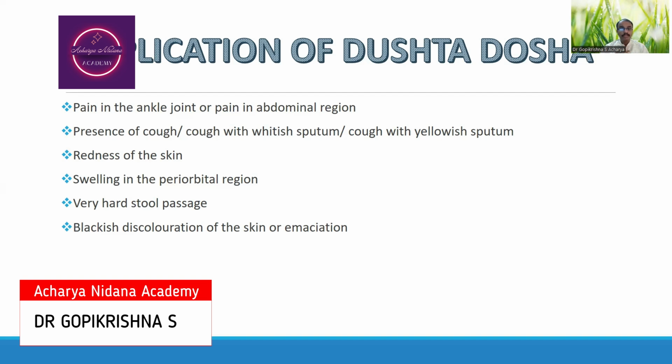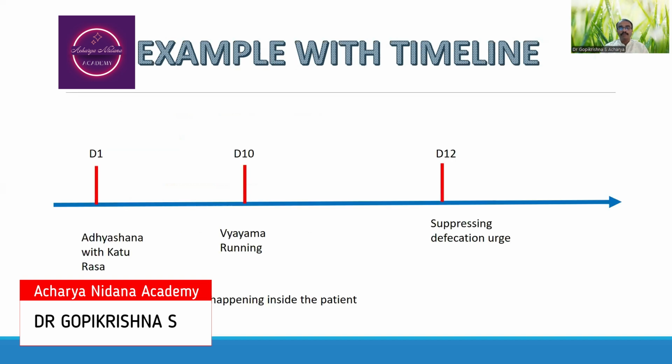So we are going to say there is a Vata dosha affection. Blackish discoloration of the skin. Then we are going to say there is a Vata dosha affection. Emaciation, that is the emaciation of the body. We are going to say there is a Vata dosha affection. So like this. When you are going to learn, let us have the learning with the example of timeline.